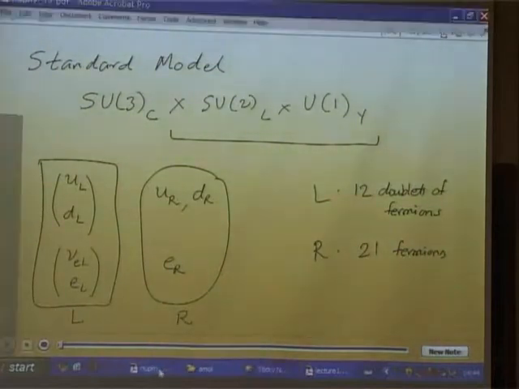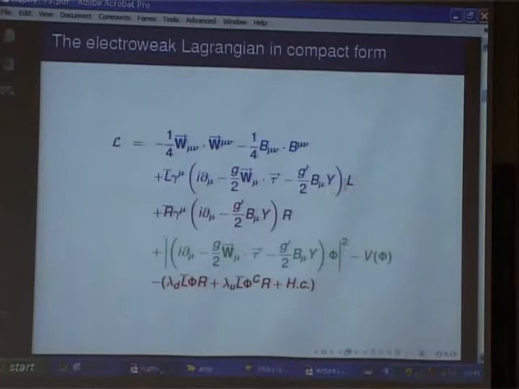Therefore, when I write things here, I am writing short form, where L is actually 12 doublets or 24 fermions, and this R stands for 21. Then we have this field phi, which is a Higgs. Higgs is a scalar.